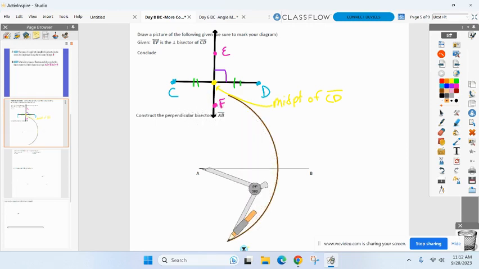Then you go over to the other endpoint. How many points of intersection should I have? 2. All right, you just can't have this one because you're not going to be able to line your straight edge up with anything. You got to have that second point.